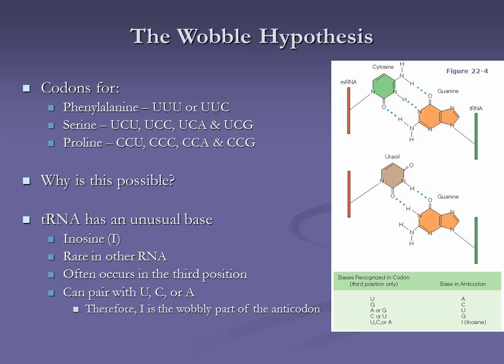Inosine is going to be in that 3rd position of many of our transfer RNAs, and inosine is going to allow for the pairing of all 4. Now, it says UCA, but really, inosine is going to allow for the pairing of any 4. So, if we're looking at proline, what is our codon there for proline?